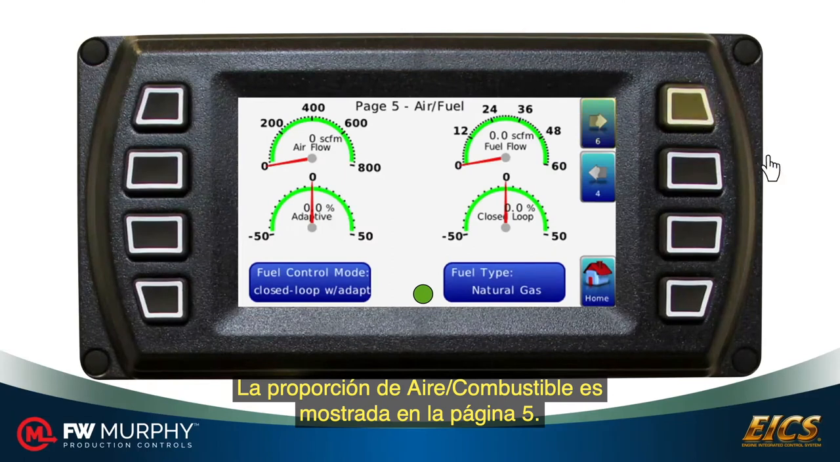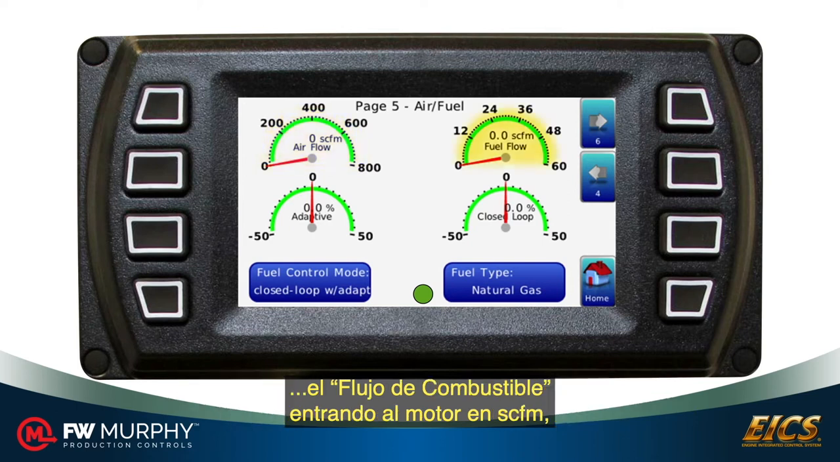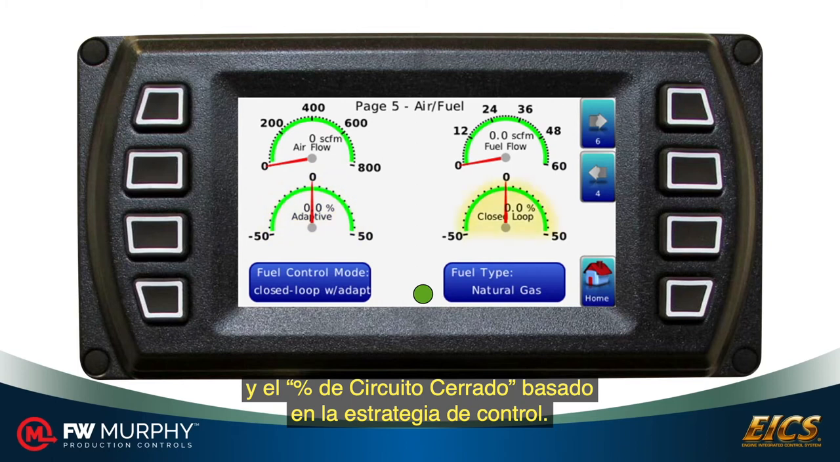Air-fuel ratio information is shown on page 5. This shows the airflow going into the engine shown in standard cubic feet per minute. Fuel flow going into the engine shown in standard cubic feet per minute. The adaptive percentage based on the control strategy. Closed loop percentage based on the control strategy.